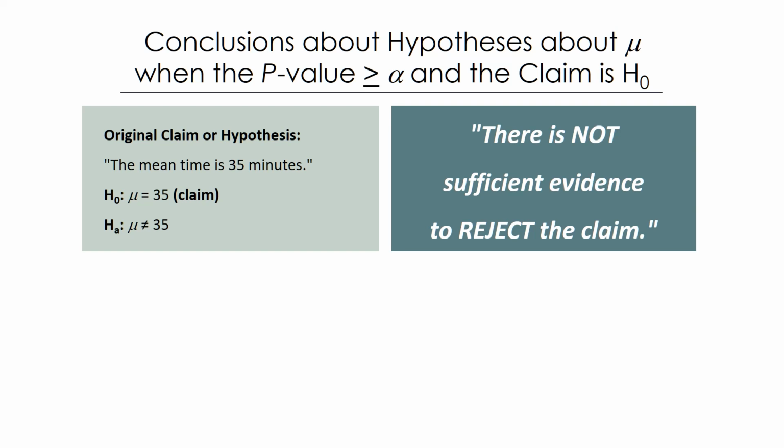If the claim is the null hypothesis, remember when the p-value is greater than or equal to alpha, we cannot reject H0. So we cannot reject the claim in this case. And we say that there is not sufficient evidence to reject the claim, because that's why we couldn't reject it, is the evidence was not extreme enough.